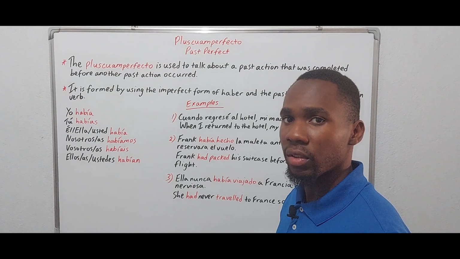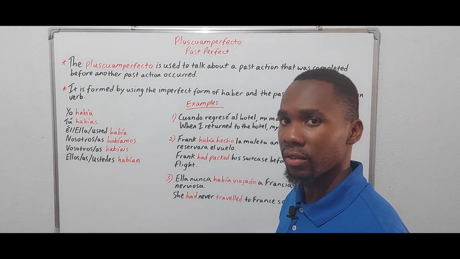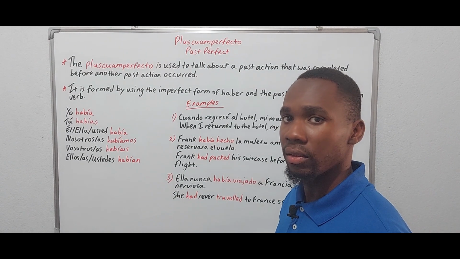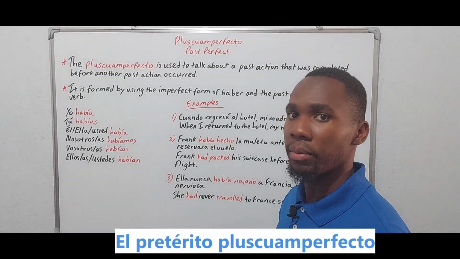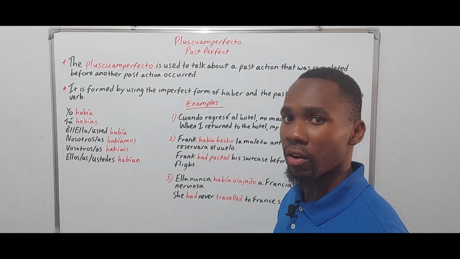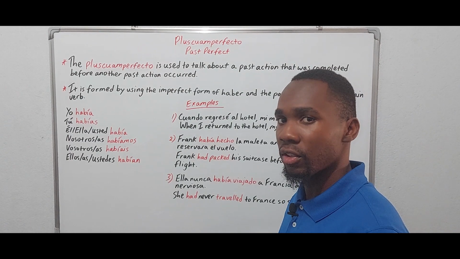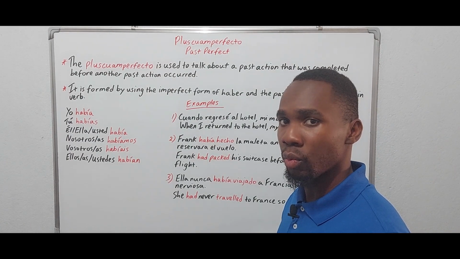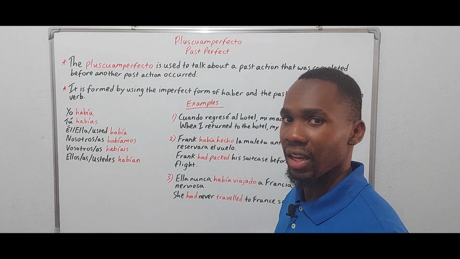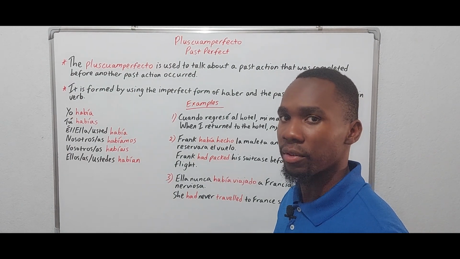So today we are going to talk about the past perfect in Spanish, and it is worth noting that this is also called el pretérito pluscuamperfecto. So you have two names for this tense. You have the shorter version, which is el pluscuamperfecto, and you have the longer version, which is el pretérito pluscuamperfecto.